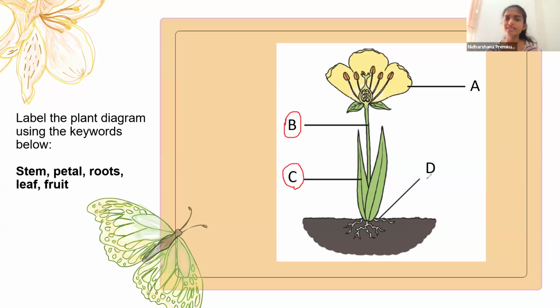And lastly, what's D? We are left with the fruit and the roots. We have already labeled petal as A, stem as B, and leaf as C. We are left with fruit and roots. So, what do you think D is? D is going to be roots. So, this was a small refreshing of your memory. We are now going to move on to your actual lesson of parts of the flower.